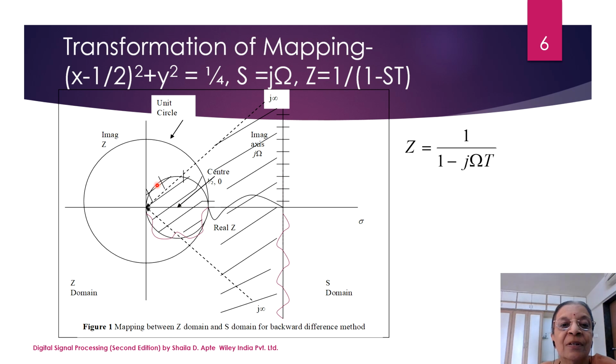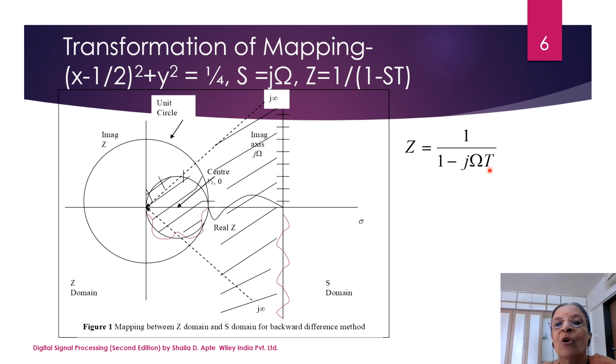So this is how it is. This is the circle with center at (half, 0) and the radius equal to half. This is a circle in the Z domain which we get after mapping the entire S domain. Right. So the equation is z equal to 1 upon 1 minus sT. Now when s is equal to 0, z will be equal to 1. That is this point. Now when s is equal to j infinity, I will have 1 upon 1 minus j infinity.